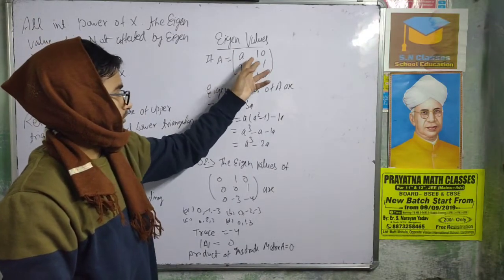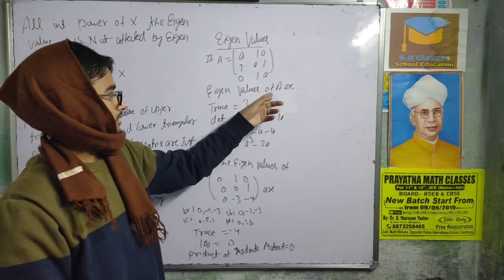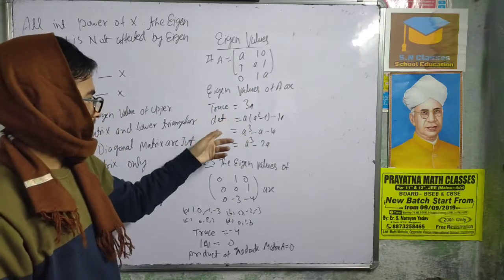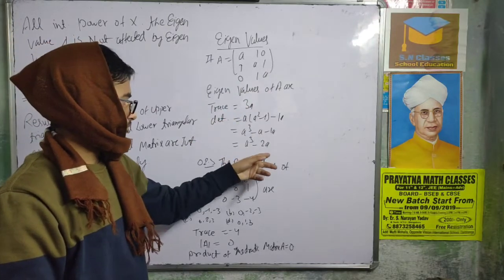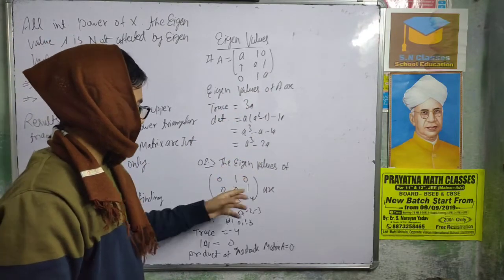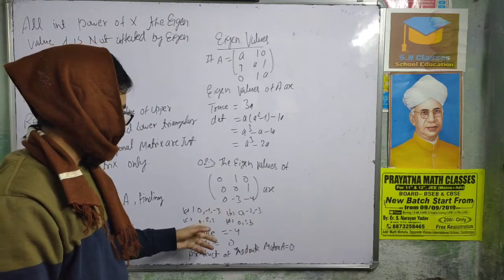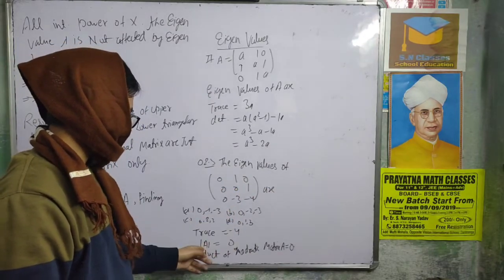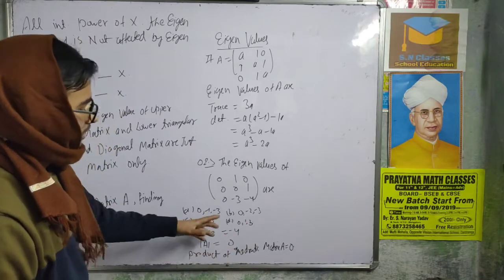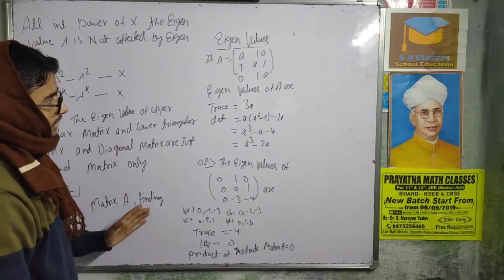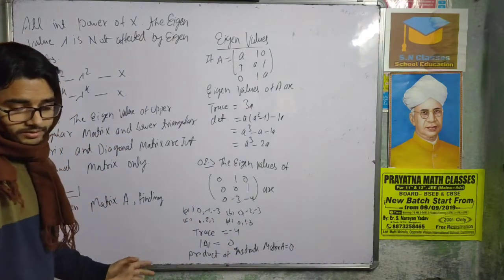It is an upper triangular or lower triangular matrix. The eigenvalues of the matrix A are such that the trace is 3A and the determinant is A cube minus 2A. The eigenvalues of this matrix, being lower or upper triangular, are the diagonal entries. The trace of A is this, the determinant is this, the product of the eigenvalues is this. That is the required answer. Any doubt in this?